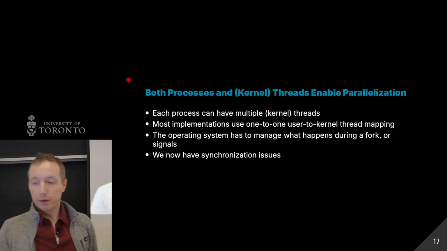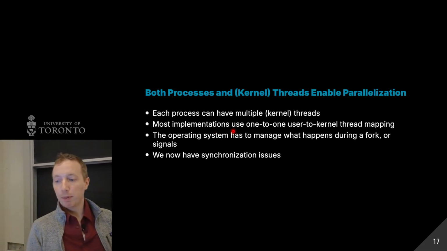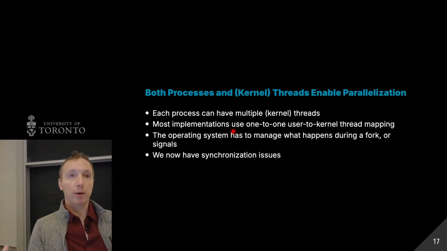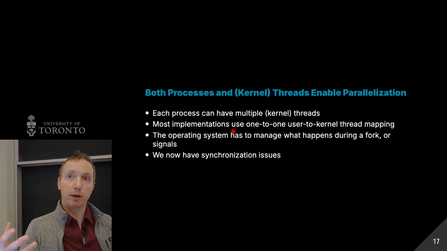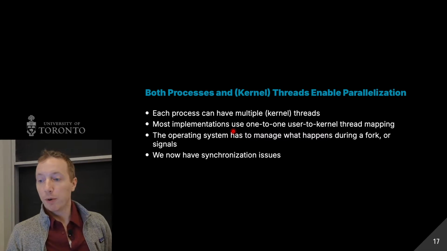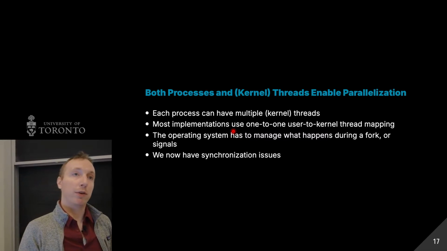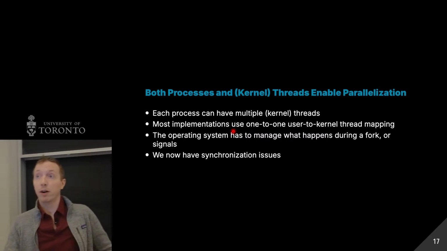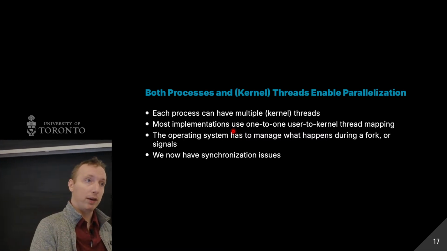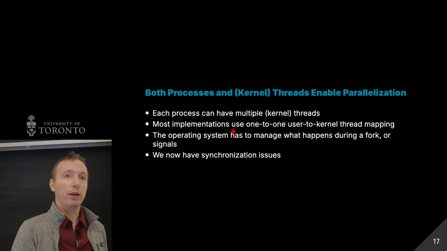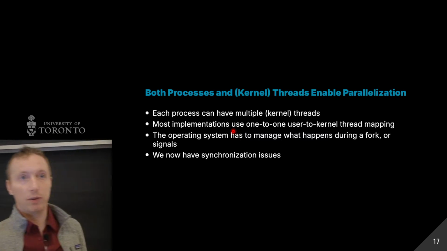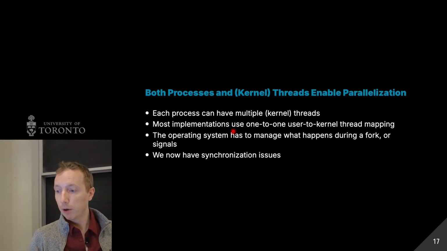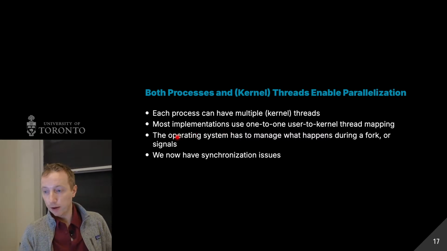There's a whole bunch of different ways to map them. Most implementations are either one-to-one, so one user thread to one kernel thread, that's pthread, or many-to-one, which was your Lab 4, which is pure user threads. That means all of your user threads map to a single kernel thread. The kernel only knows about that one thread. You are just concurrently switching what code that thread executes.